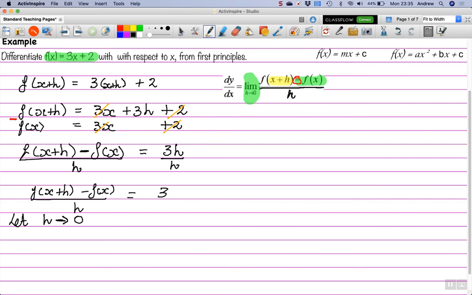Well, on the right hand side, if I let this tend to 0, according to the formula, it becomes dy dx. So therefore, on the right hand side, I now have dy dx. On the left hand side, all there is is a 3, there's no h's. So the answer is dy dx is equal to 3. And that's the end of the first example, differentiating from first principles.